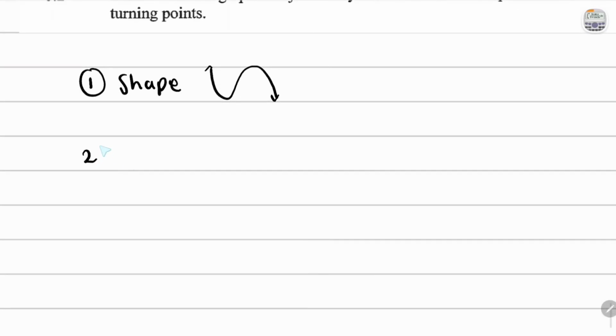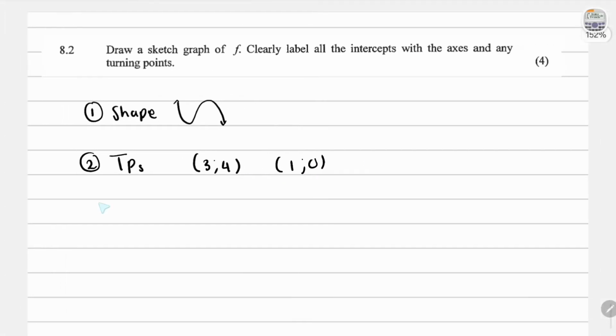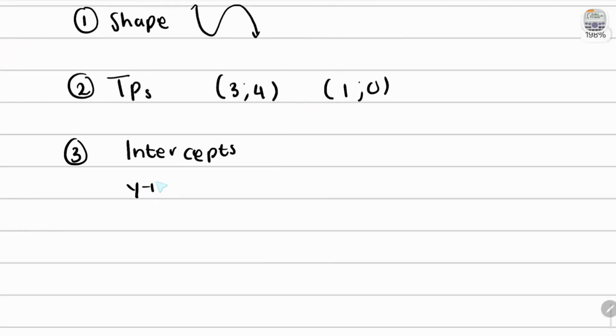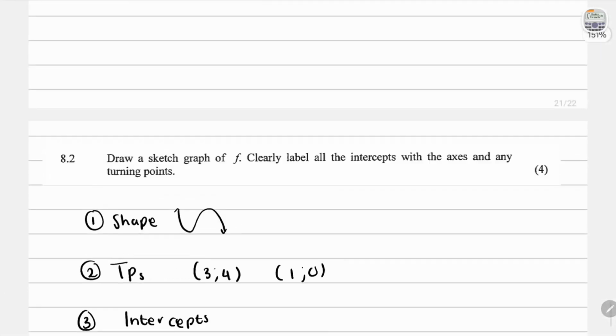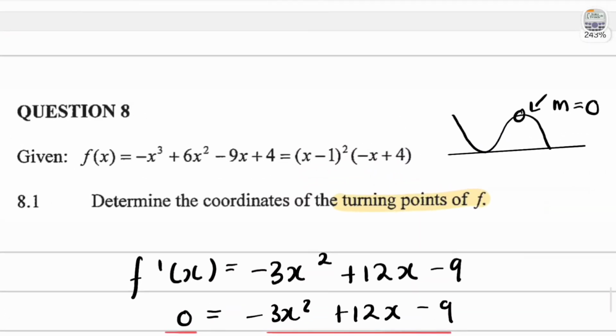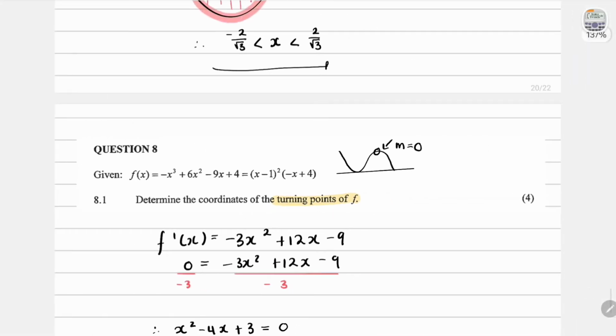Then the second thing we can consider would be our turning points. Now we already know those. It's (3, 4) and (1, 0), okay? And then thirdly, we can consider what our x-intercepts are, or our y-intercepts as well. So the intercepts, okay? We can start off with the y-intercept. It's usually much more simple to find. The y-intercept would be a result of substituting 0 in place of x. So it's always going to be the constant, whatever does not have x. And that is positive 4.